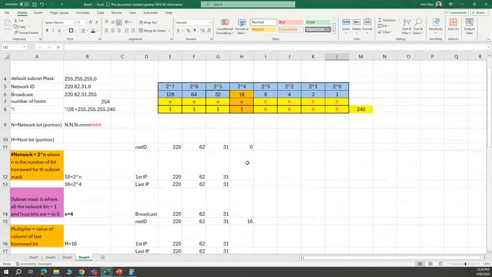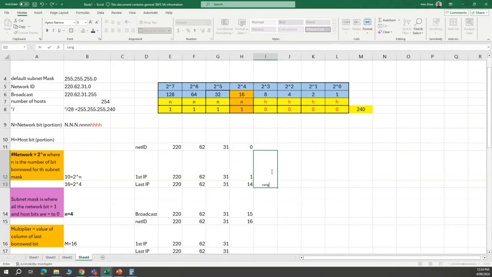Okay. So the first IP address is 1 after the network ID. So 0 plus 1. The broadcast is 1 before the next network ID. 16 take 1, 15. And the last IP address is going to be 1 before the broadcast, which is going to be 14. And the range equals basically 1 to 14. Obviously, we're talking about the last octet here.